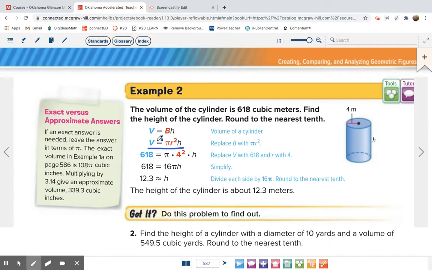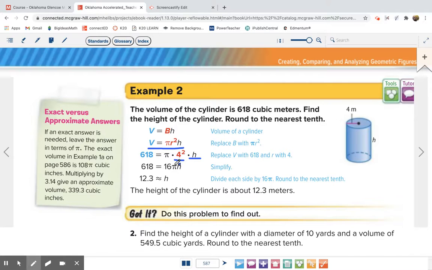But this time, they gave us V, this side. They gave us what the total volume is, 618. Then, from the picture, we can see that the radius is 4 meters, so I know R. Pi is a number, so the only thing we're missing is H, so we can solve for that. So 4 squared means 4 times 4, which is 16, so we get 618 equals 16 pi H.